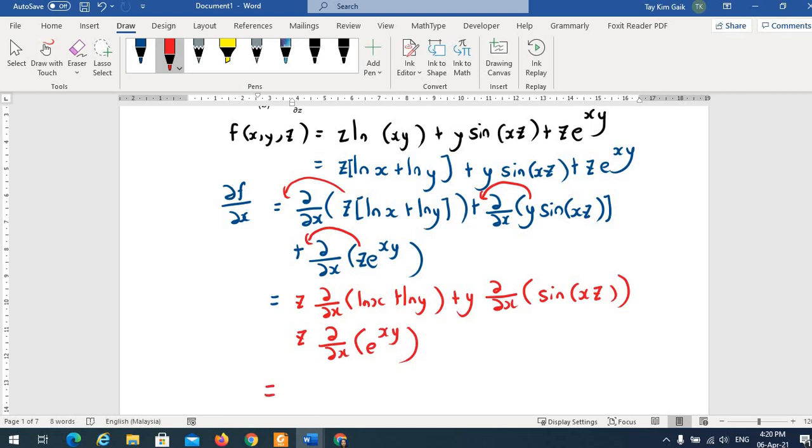After that, z del x ln x, you have 1 over x. Del x ln y is 0 because ln y is constant. Differentiate a constant, you get 0. Then y del x sin xz, where z is a constant.